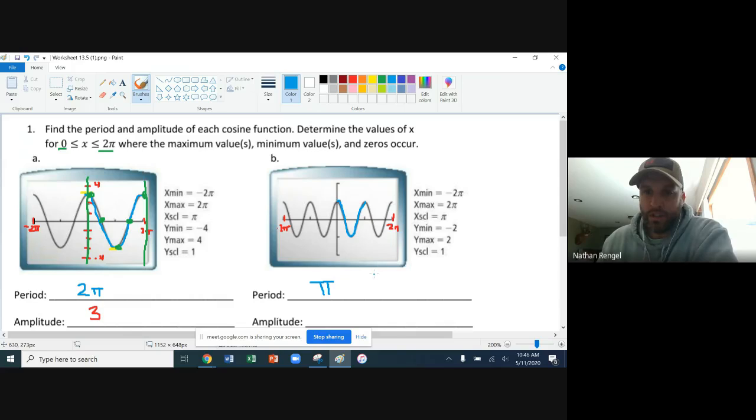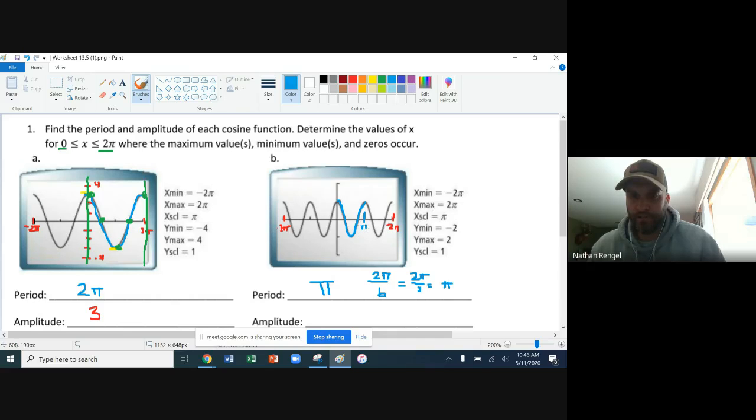You could also do your period is going to be 2 pi over b. And remember, 2 pi over b represents the number of cycles between 0 and 2 pi. Well, this one has 2 cycles between 0 and 2 pi, so that would be 2 pi over 2, which simplifies down to pi. So either way, you're going to get pi. I use the picture just to find one cycle. So that goes right to this point in the middle here, which represents pi.